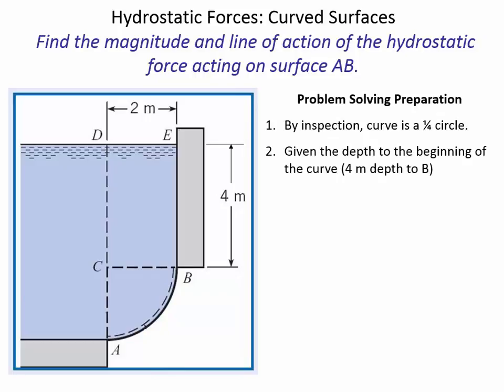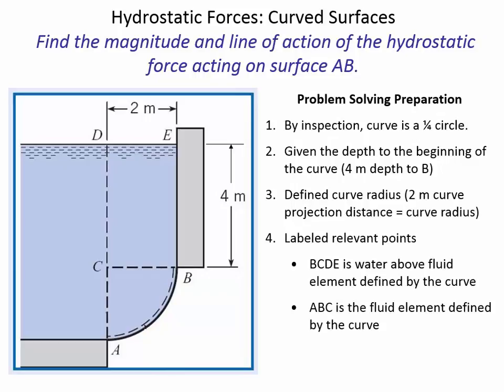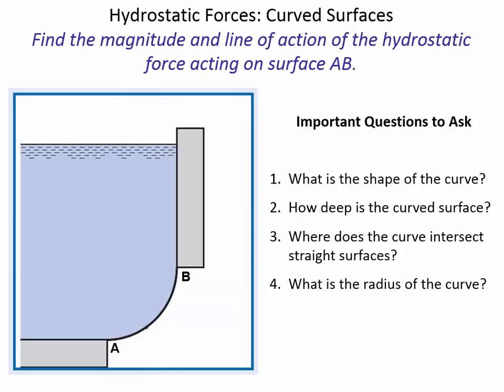All right, so it's a quarter circle. The depth of the beginning of the curve is 4 meters. That's provided from the drawing. You can see just by inspection the radius is 2 meters. And then labeling points like this, even if the drawing doesn't provide them, you'll sometimes have to draw these dashed lines yourself. The drawing that would be provided in the book maybe would look like this.